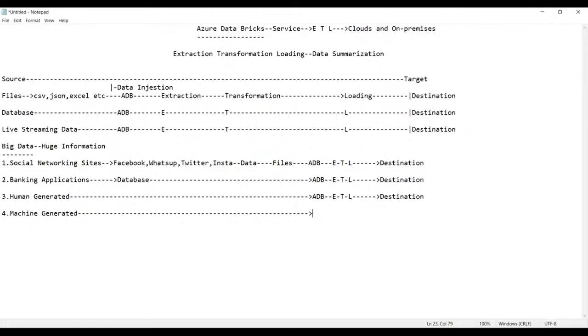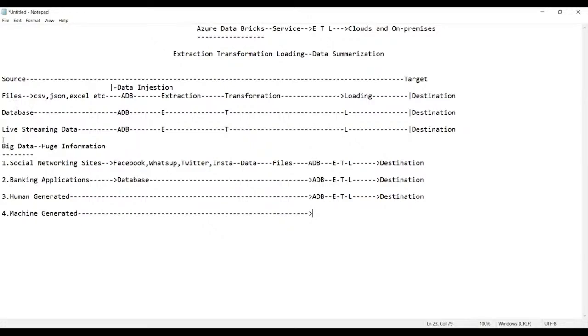So every machine generates the data. Any kind of machine generated data, that data will be recorded. It can be in the form of live streaming, databases, or files.